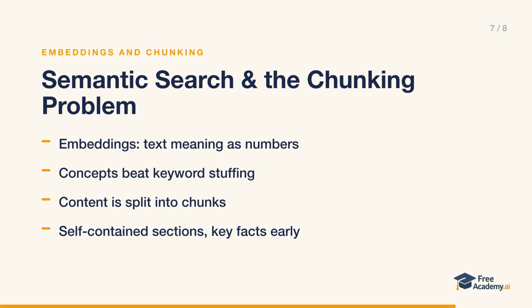Then there is the chunking problem. Systems break your content into chunks, using fixed sizes of roughly 500 to 1,000 tokens. Semantic breaks at paragraph or section boundaries, or overlapping sliding windows. So make each section self-contained, put key information early, use clear headings that help chunking algorithms, and never bury your main point deep in the page.